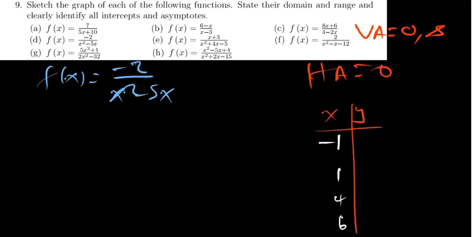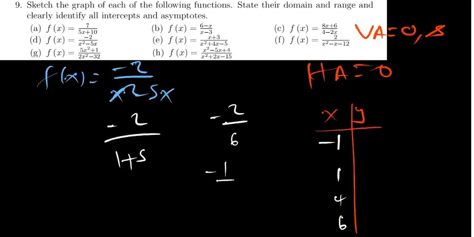if I put negative 1, what do we expect to have? It's going to be negative 2. We have negative 1 squared. That is going to be 1. It's going to be 1 minus 5, or 1 plus 5, which is going to be negative 2 over 6, which is negative 1 over 3. So I have negative 1 over 3.